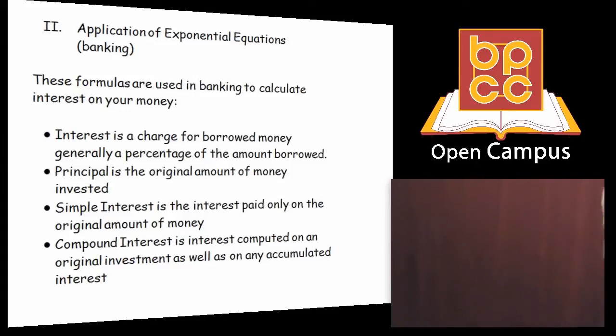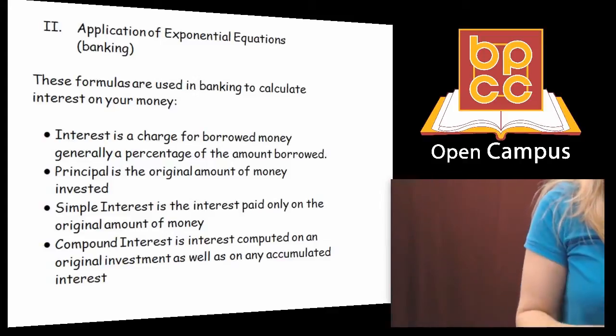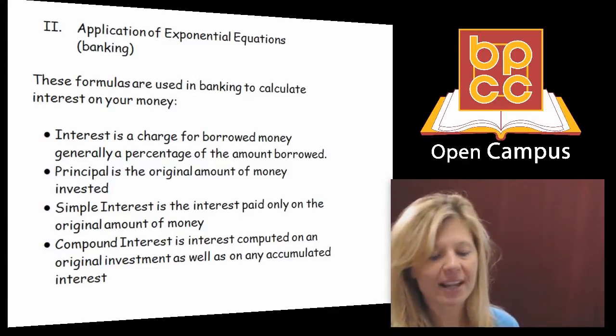Compound interest is given several times a year. You can get compound interest twice a year, which would be semi-annually. You can get it 4 times a year, quarterly. You can get it monthly, 12 times a year. You can even get it daily, 365 days a year. So what we're going to talk about is how to figure out that interest.